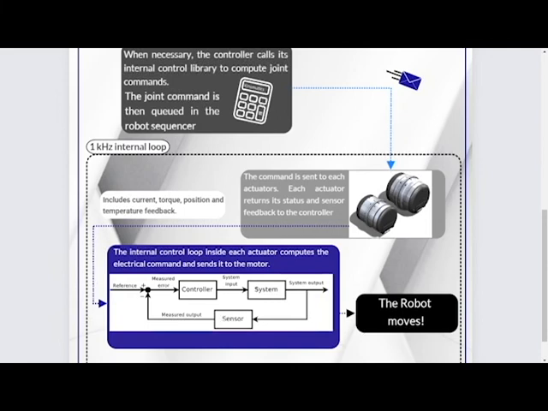When actuators receive commands, they reply through the cyclic data with the feedback from their sensors. Then, the actuator's internal control loop, running at 1 kHz, computes the electrical signal to send to the motor. Finally, the motor turns and the robot moves.